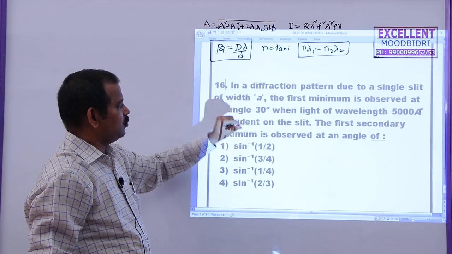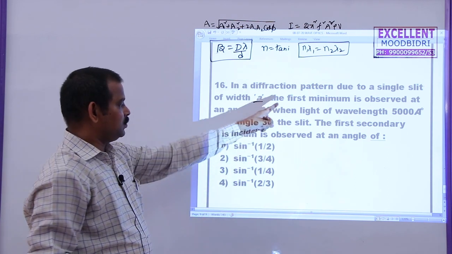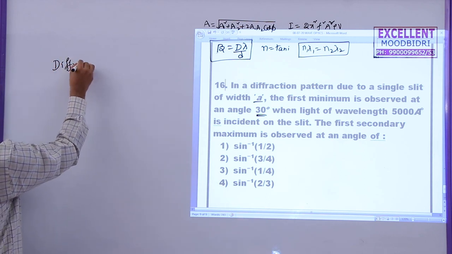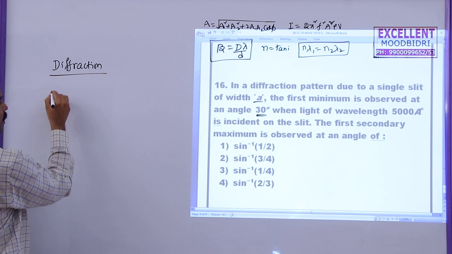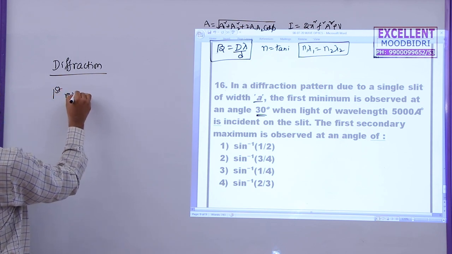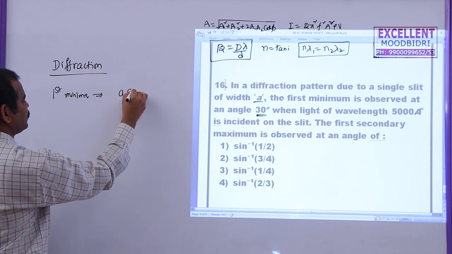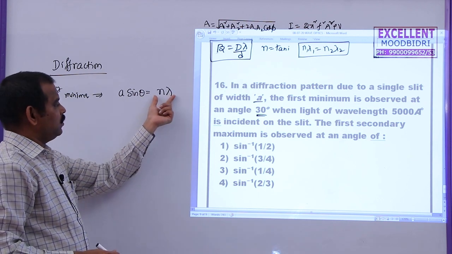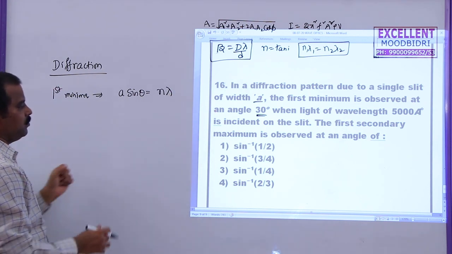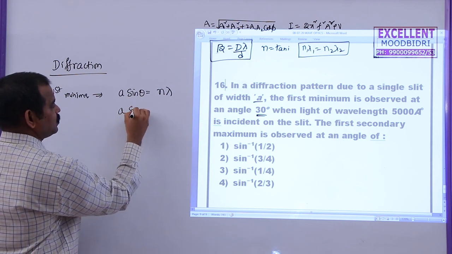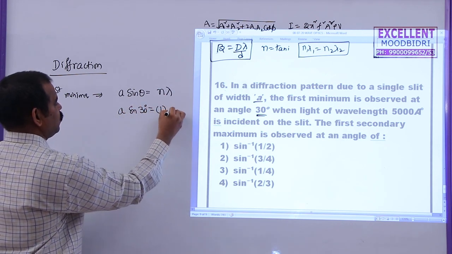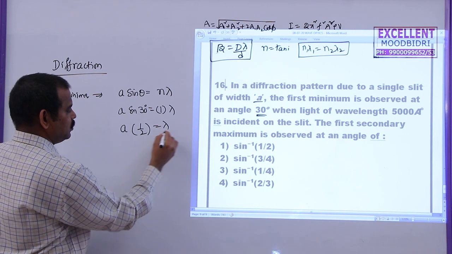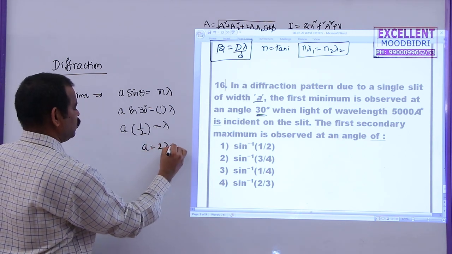In diffraction pattern, due to a single slit of width A, the first minima is observed at an angle 30 degrees. So in diffraction, be careful, in interference and diffraction these conditions are different. In diffraction for first minima, A sin theta is equal to n lambda, whereas in case of interference this is for bright fringe, but here this is for dark fringe or first minima. So A into sin 30 degrees is equal to 1 into lambda, A by 2 is equal to lambda. So this is given, A is equal to 2 lambda.